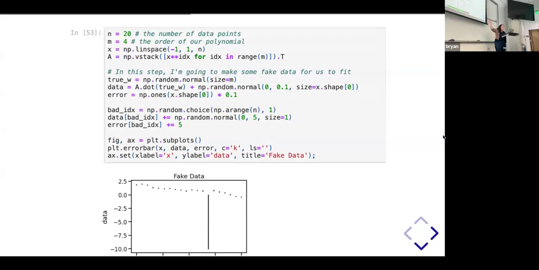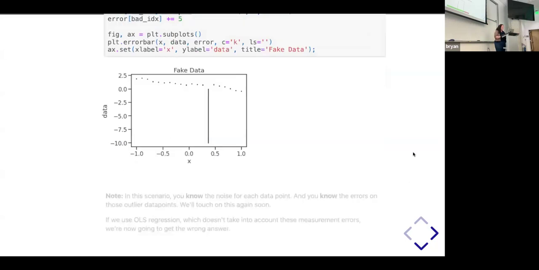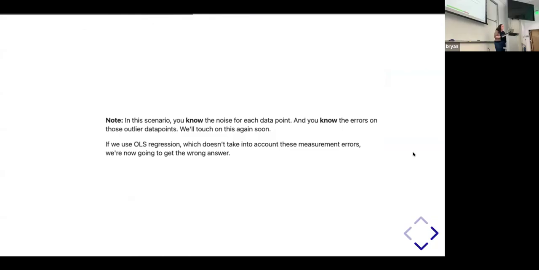polynomial again with some errors, some random noise, and I made one data point randomly a significant outlier with significantly higher uncertainty in it. This is something that you may find happens in your data. What are we going to do about this? In this scenario that I've constructed for you, I know the errors, I know those are outliers, and I know the error on that outlier.